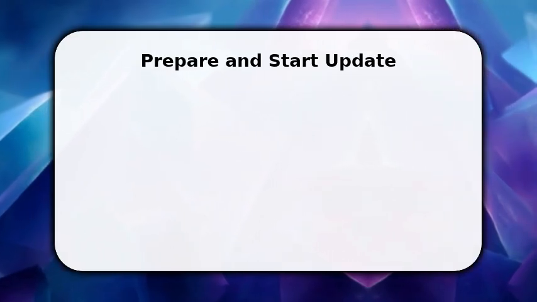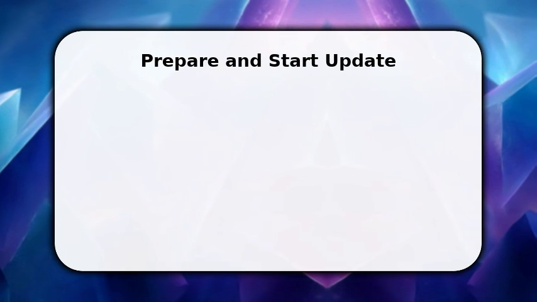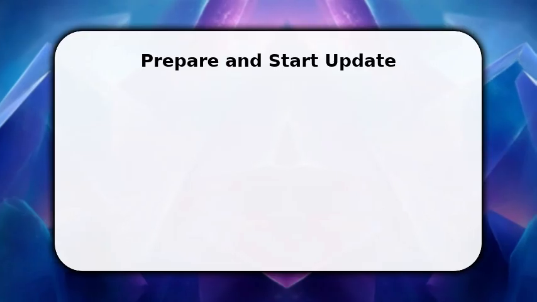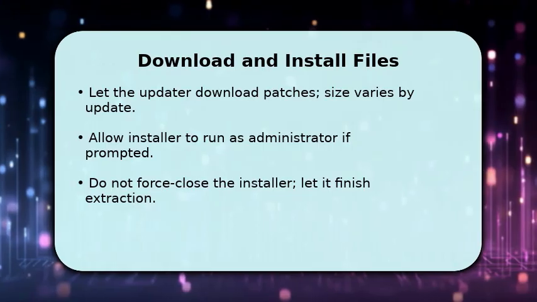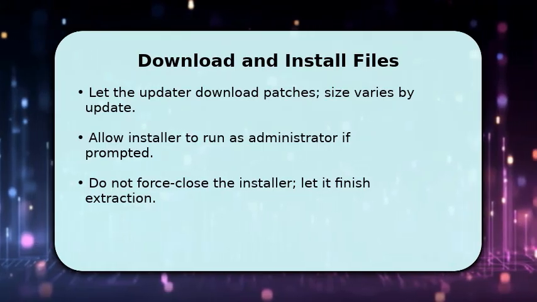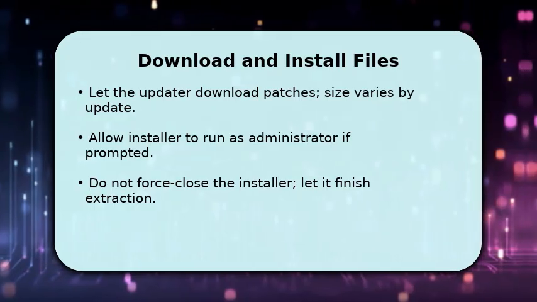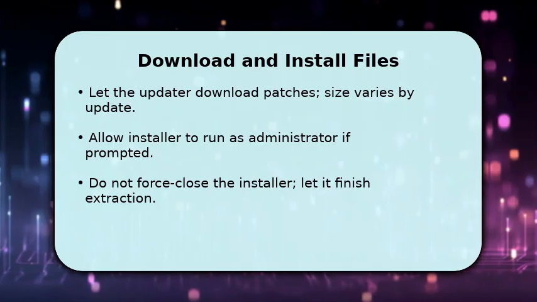Now open the Roblox Player or Studio Updater. It will detect the installed version and initialize the download automatically, preparing files for the next step. You'll see the updater fetch necessary patches. Allow it to download fully because partial files break Studio. If Windows prompts for administrator rights, grant them so the installer can write to program files and registry keys.